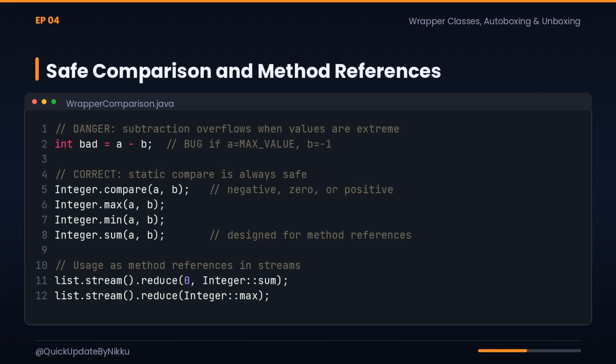The classic subtraction trick for comparison is a subtle bug. Integer.MAX_VALUE minus -1 wraps around to a negative number, completely inverting the result. Integer.compare handles all edge cases correctly and should always be your default. The static arithmetic methods sum, max, and min exist specifically to be passed as method references in stream reduce operations, giving you clean, readable pipelines.